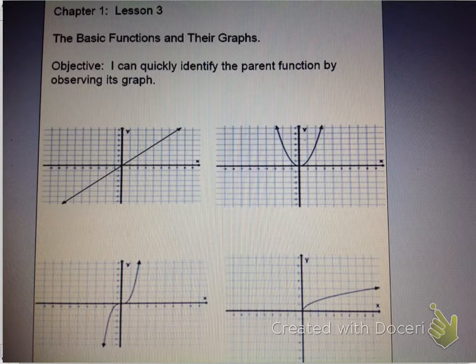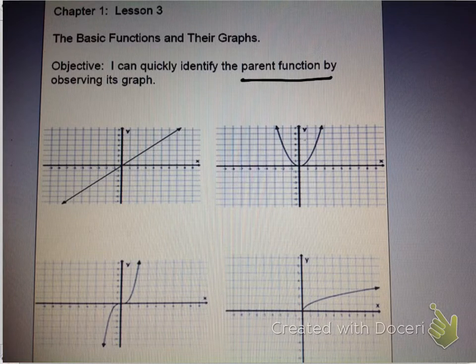But nonetheless, we're going to go through lesson 3 here in chapter 1 and talk about the basic functions and their graphs. By the end of this video, hopefully you can quickly identify the parent function by observing its graph. When we say parent function, we're just meaning the simplest form of a certain function.